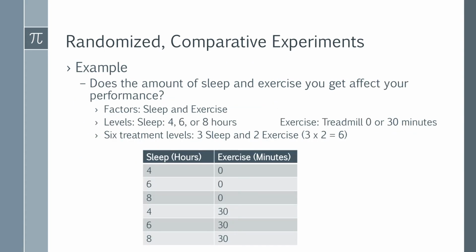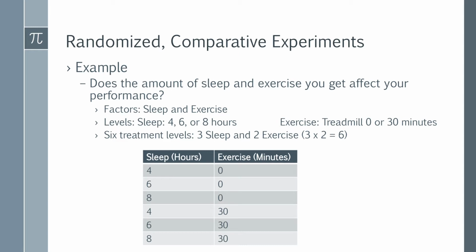Let's look at an example of an experiment. Does the amount of sleep and exercise you get affect your performance? So we have two factors, sleep and exercise. Sleep has 3 levels, 4, 6, or 8 hours, and exercise has 2 levels, 0 or 30 minutes on the treadmill. So the 3 sleep levels and the 2 exercise levels yield us a total of 6 treatment levels.